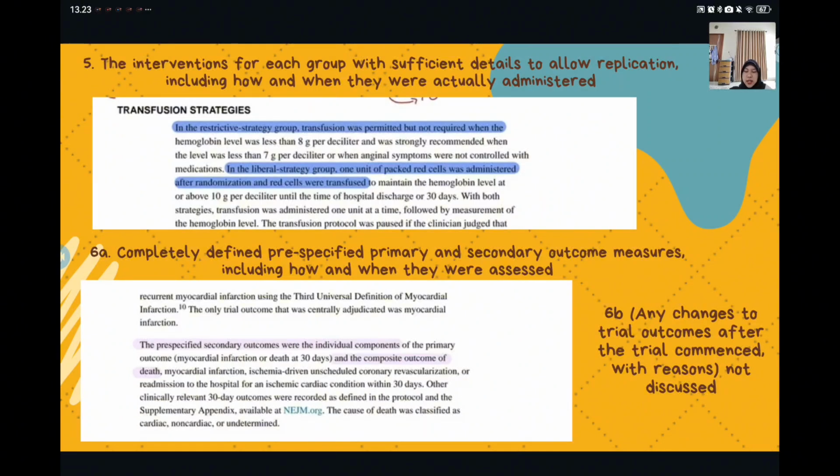Next is the completely defined, specified primary and secondary outcome measures, including how and when they were assessed. It means the outcomes are clearly mentioned in the article. The main outcome was death or another heart attack in 30 days. But the point 6b, any change to trial outcomes after the trial commenced with reasons, was not discussed.